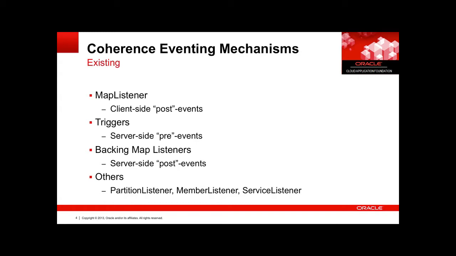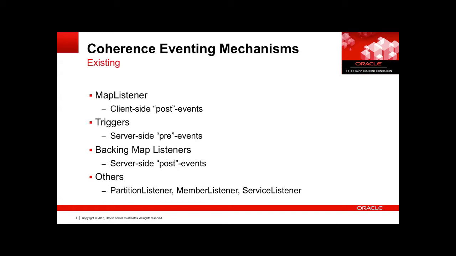This means that it's exposed, and any queries or entry processors or aggregators that are executed will see the new value. We also provide an existing event mechanism called a map trigger. A map trigger we call a pre-event. The reason we call it a pre-event is because it occurs prior to committing that mutation. Also, the map trigger is called synchronously.